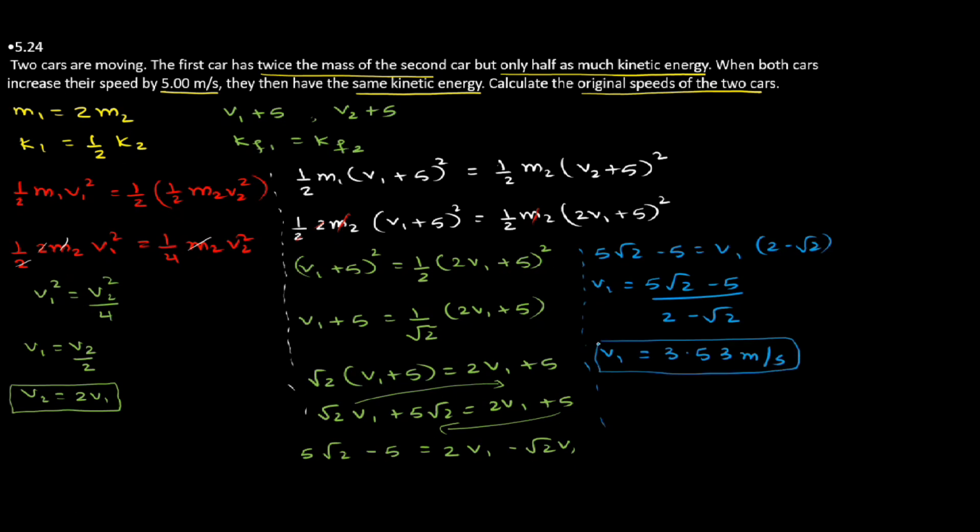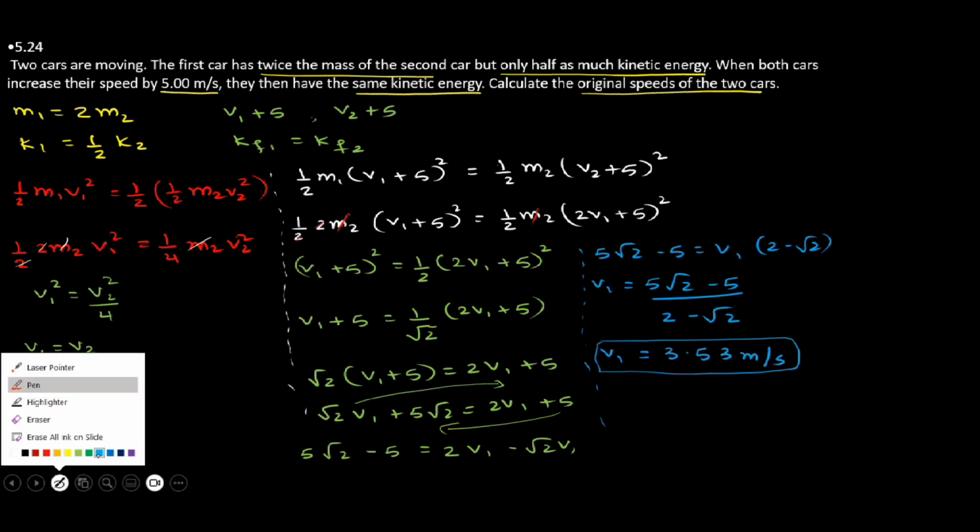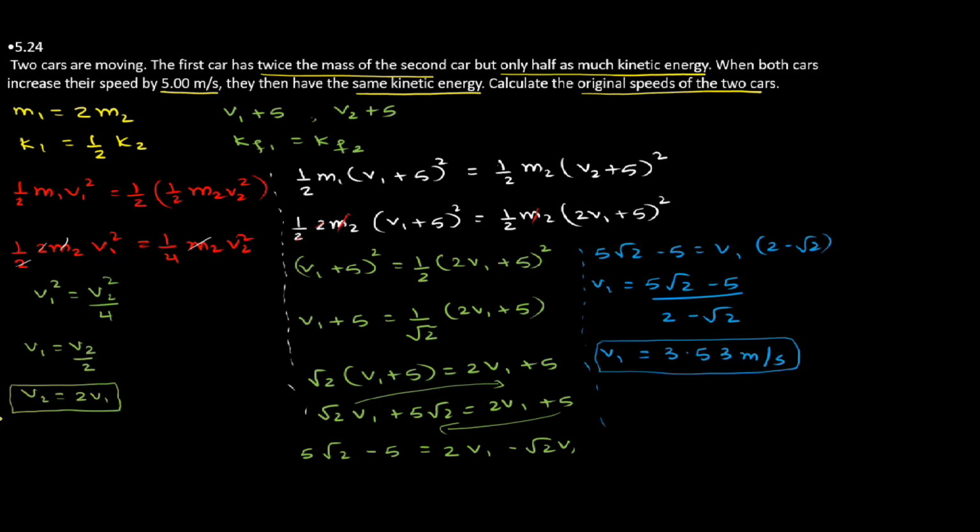Once you get the value of V1, I can calculate V2. We already established here that V2 is 2 times V1. I can write V2 as 2 times V1, which is 2 times 3.53, which will be around 7.07 meters per second.